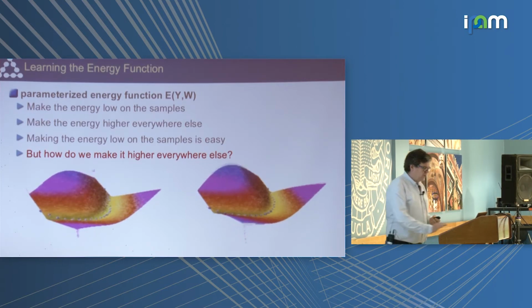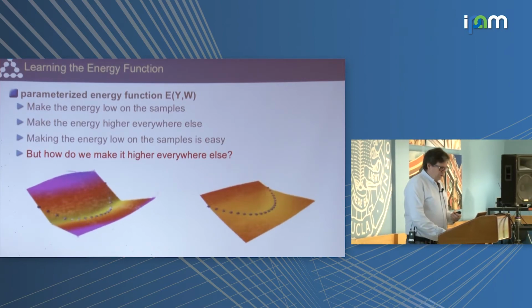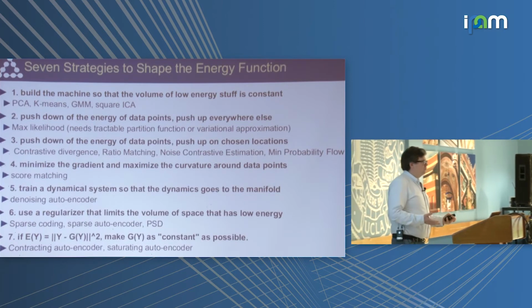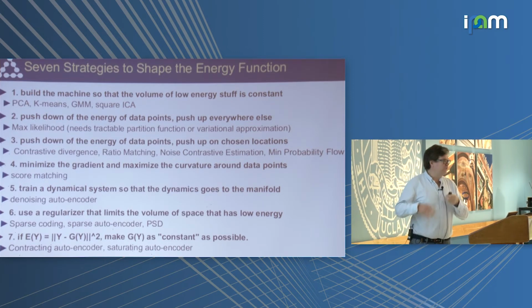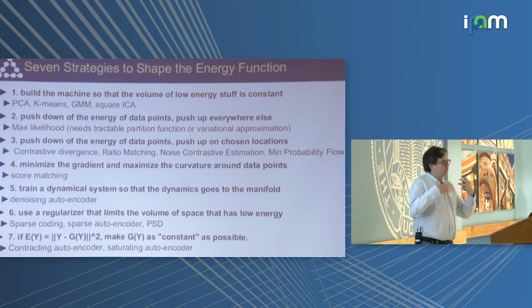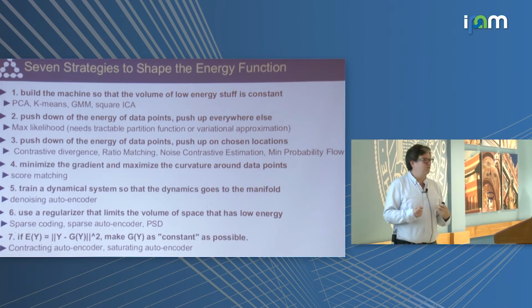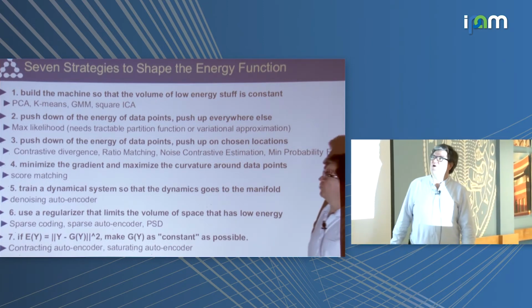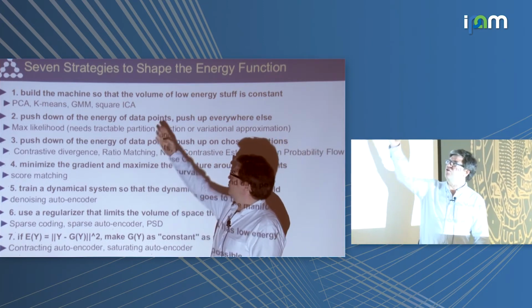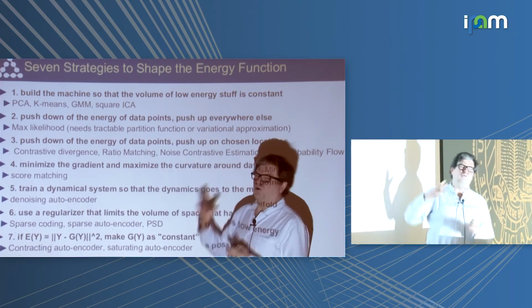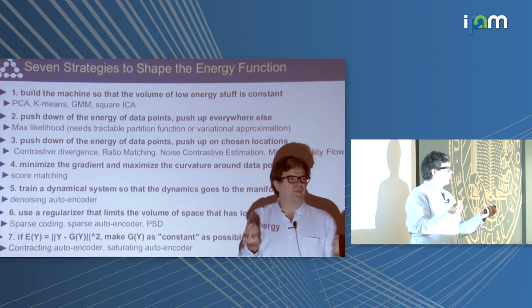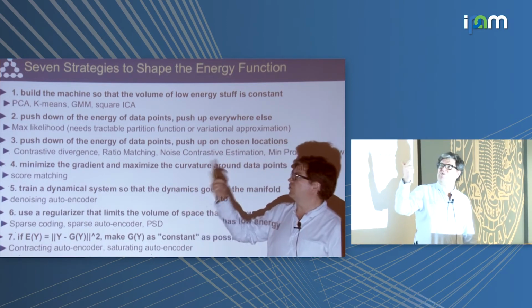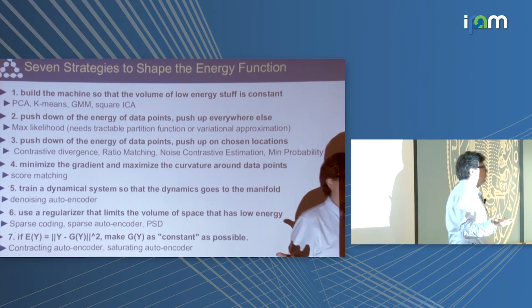So people have tried to come up with a whole bunch of alternative ways of pushing up on the energy of points that you don't observe. And there is a whole catalog of them. I'm not going to go through all of it, but you can sort of reformulate classical unsupervised learning algorithms in those terms. So for example, the first thing is to build a machine in such a way that the volume of stuff that takes low energy is fixed, or at least upper bounded. And PCA, k-means, Gaussian mixture models, square ICA are all of this type.